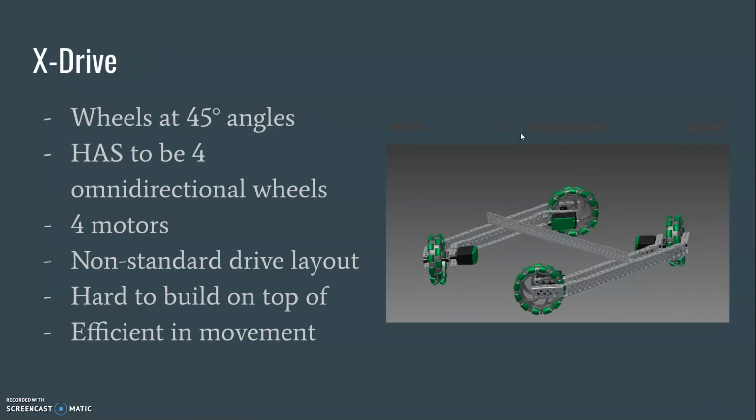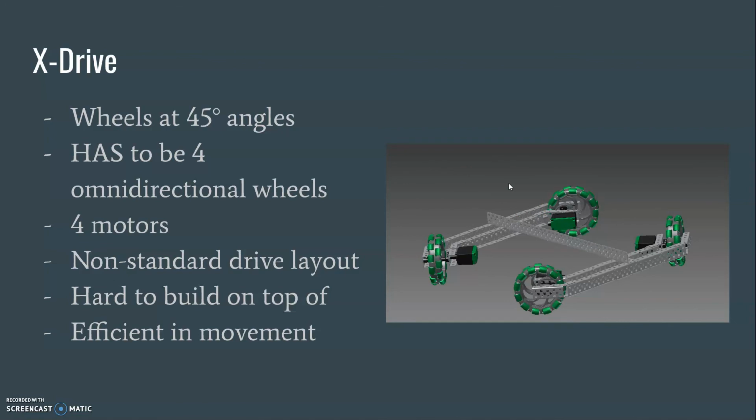And lastly, we have the X-Drive. This drive type utilizes 4 different omni wheels, 2 pairs of parallel wheels lined up at a 45-degree angle, right here. It is important to note that the closer the wheels are to the center, the easier it is to tip over, especially if it is being pushed from a direction that is not powered.